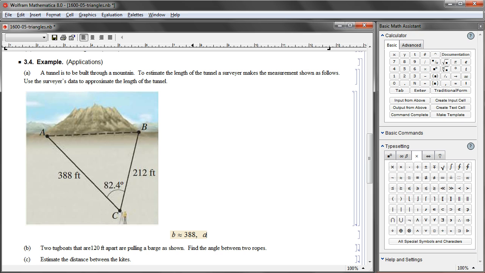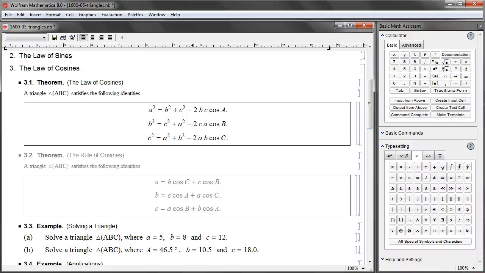And small a is approximately 212. And capital C is approximately 82.4 degrees. Are we ready to apply the law of cosines to figure out small c? That's the opposite length. Yes, we can do that. And we have just the right formula right over here.